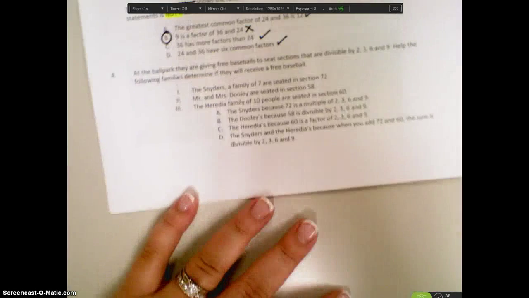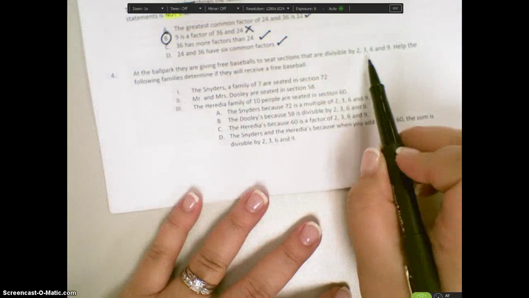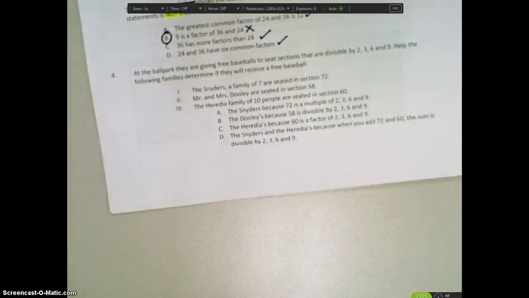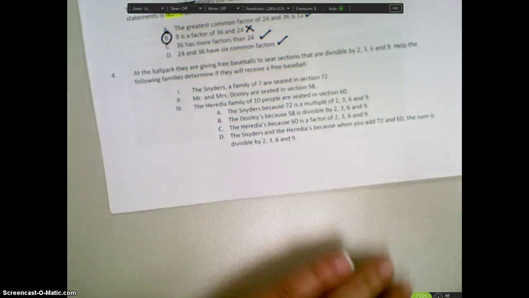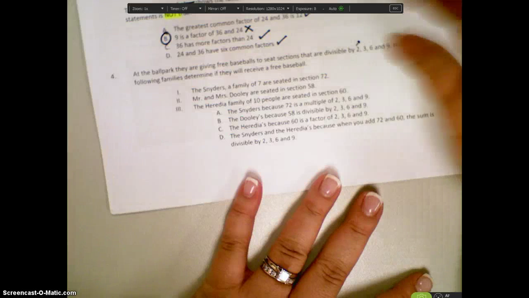Number 4. At the ballpark, they are giving free baseballs to seat sections that are divisible by 2, 3, 6, and 9. Help the following families determine if they will receive a baseball. So for this, to help us out with our divisibility rules, what I like to do is just write above what each one is, in abbreviation form.